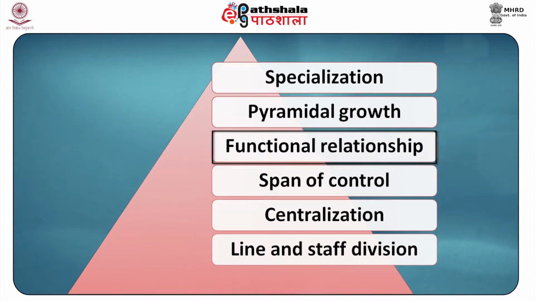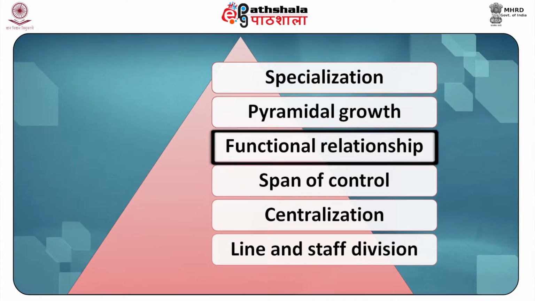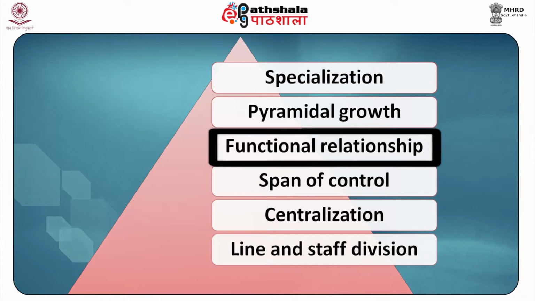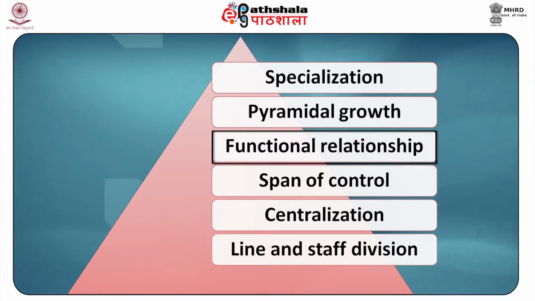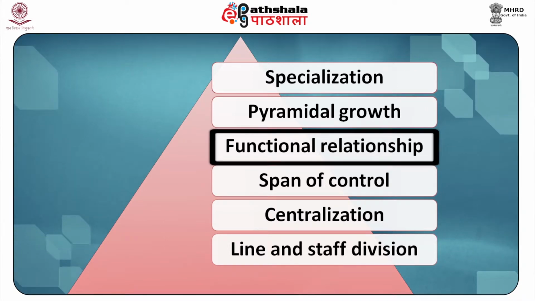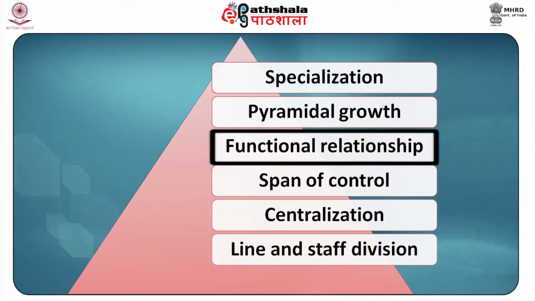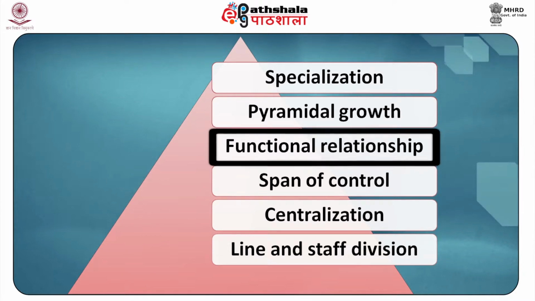The next feature is functional relationship. In functional structure, managers are subjected to multiple supervision. This means that the departments may be having all three types of authority, which are line, staff, and functional. The various types of authority, we shall now discuss them in detail.